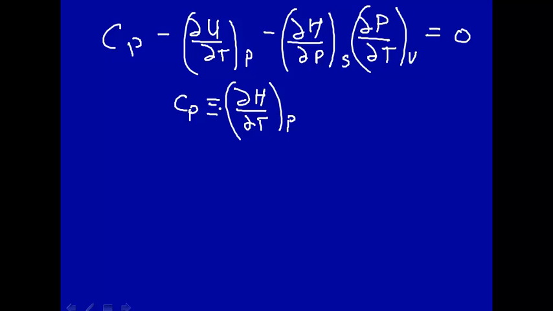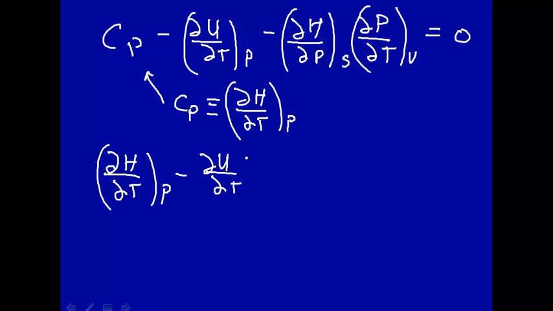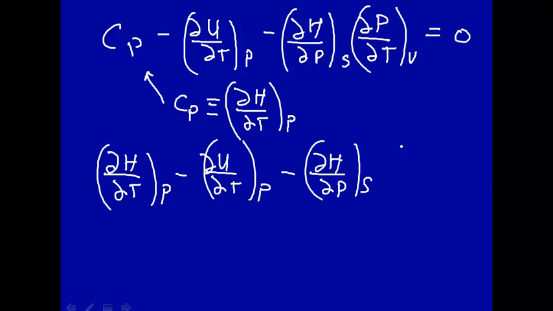Okay, so let's put that in there. So now our equation is how H changes with temperature at constant pressure minus how U changes with temperature at constant pressure minus how H changes with pressure at constant entropy times how pressure changes with temperature at constant volume. That's equal to 0.